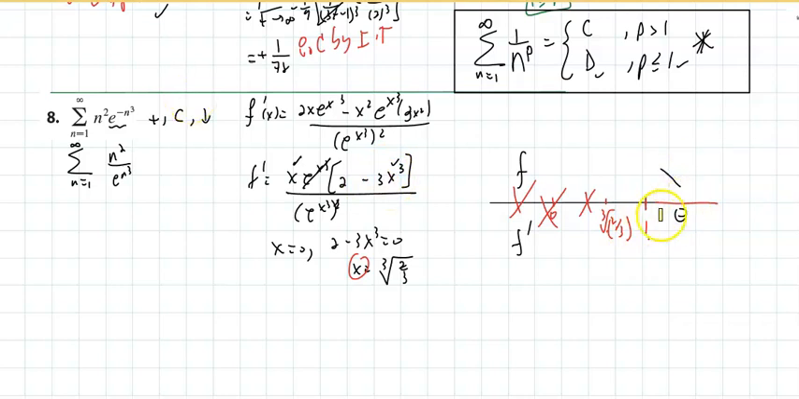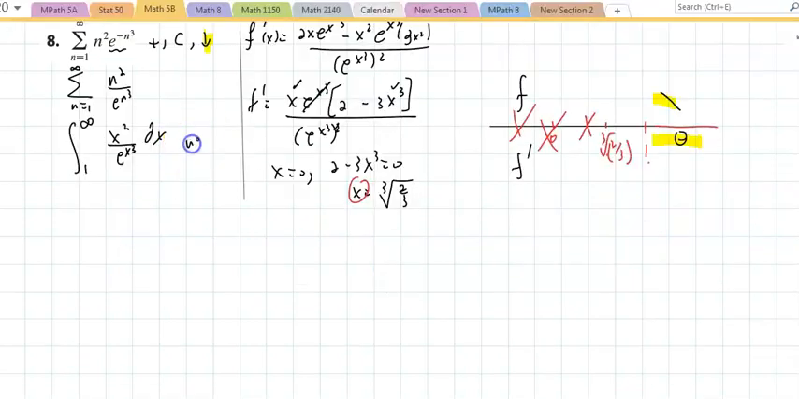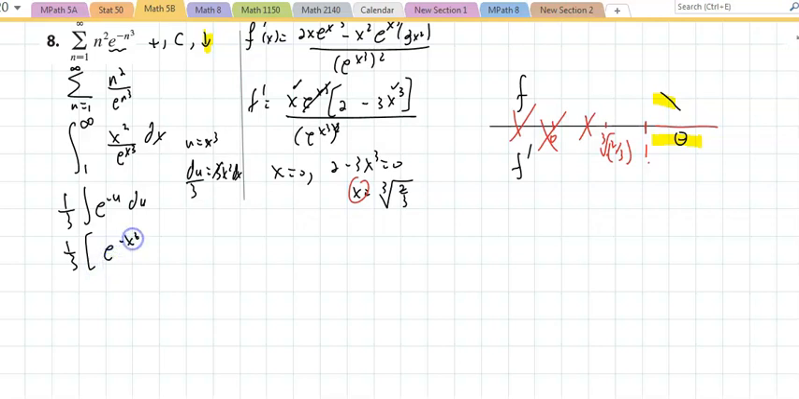Now you could say, after you show this, you could say decreasing. That's fine. And now you're going to do the integral from 1 to infinity of x squared over e to the x cubed dx. You're going to let u equal x cubed. Du will be 3x squared dx. So that's 1/3 times the integral of e to the negative u du. That is 1/3 times e to the negative x cubed evaluated from 1 to t, taking the limit as t approaches infinity.